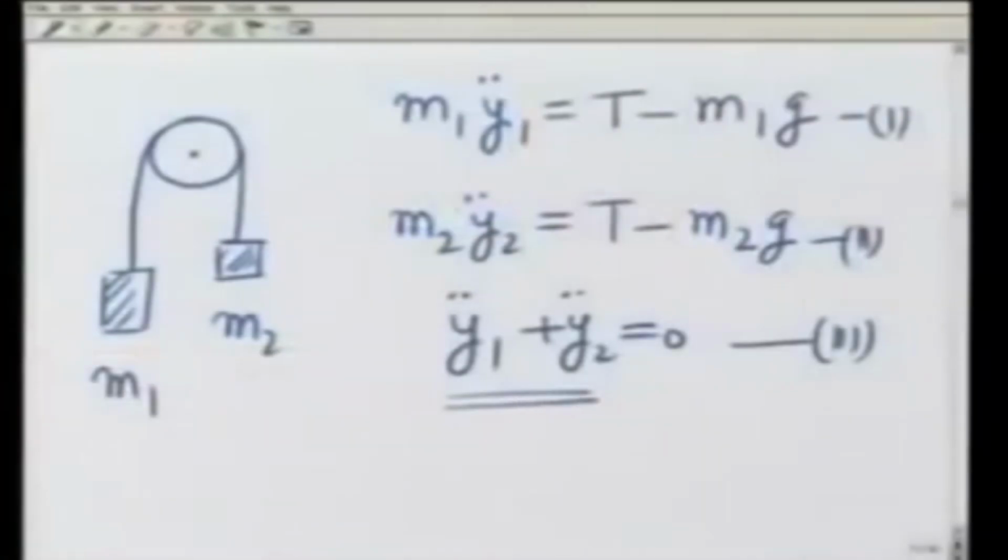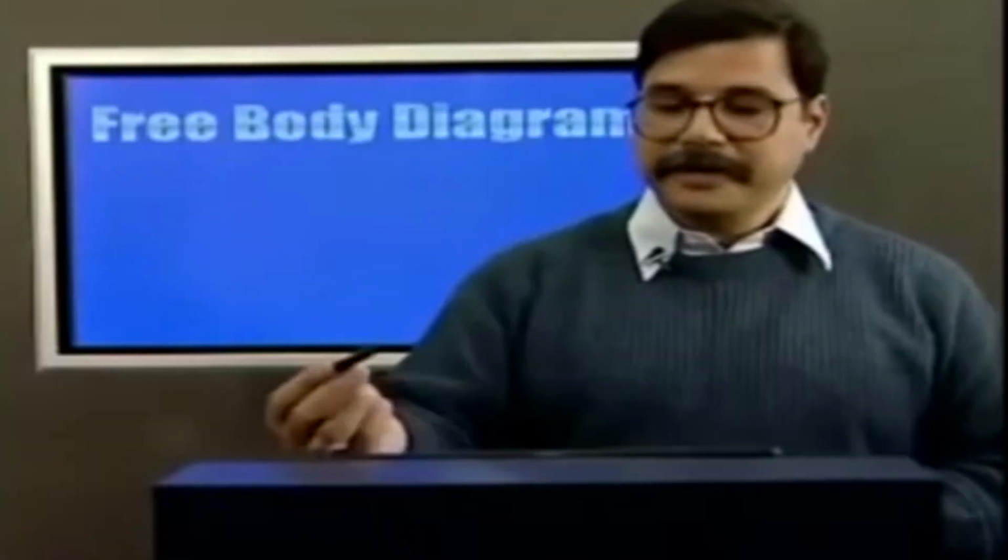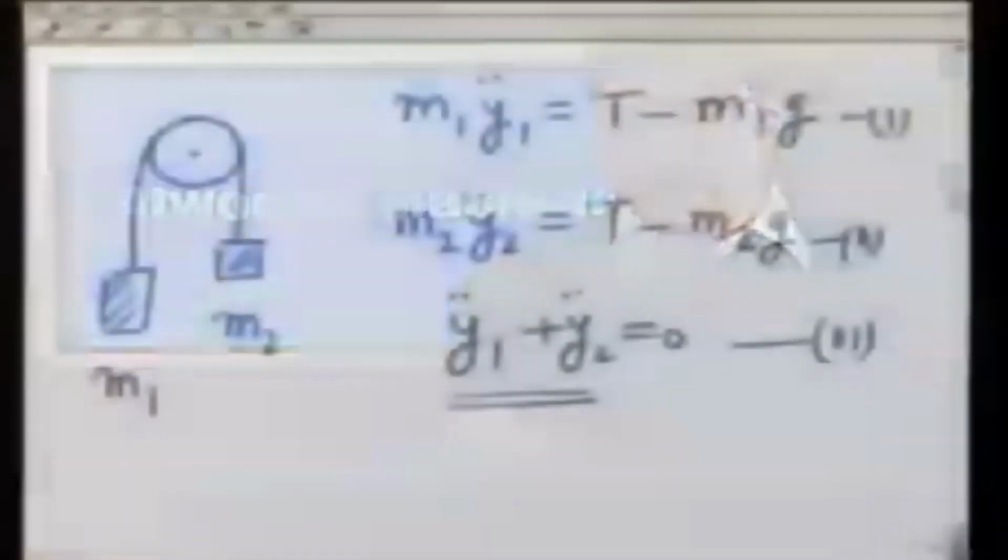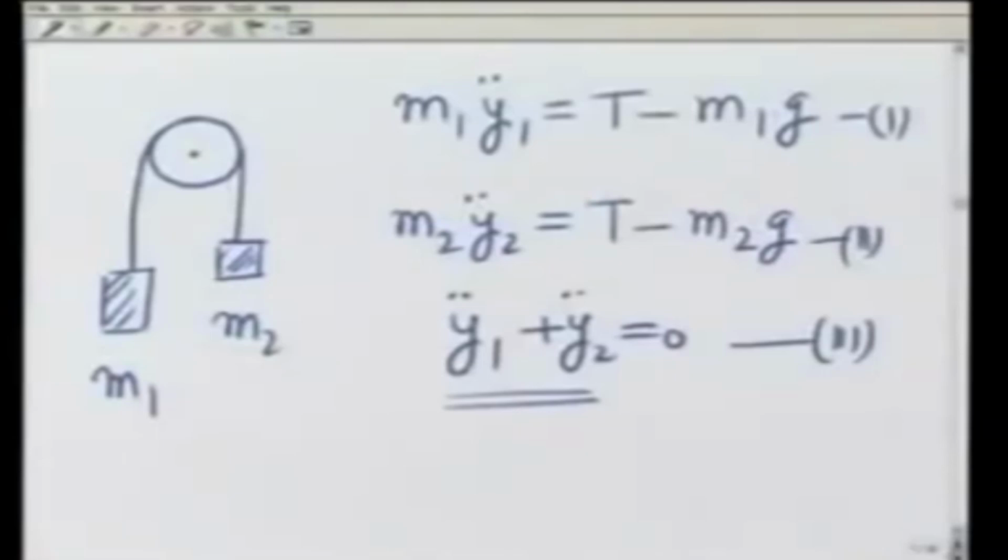Notice this constraint equation just tells you that when one particle is moving up, the other one is going down. When one particle is accelerating up, the other is accelerating down. Let us now solve these equations. Let us eliminate T first. So for that I subtract equation 2 from equation 1.